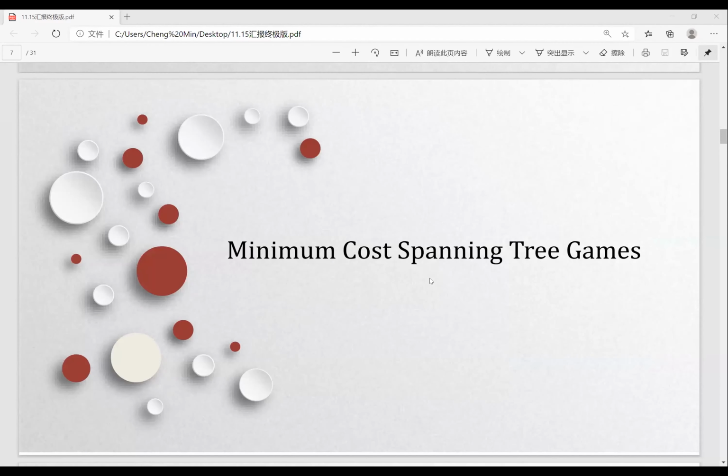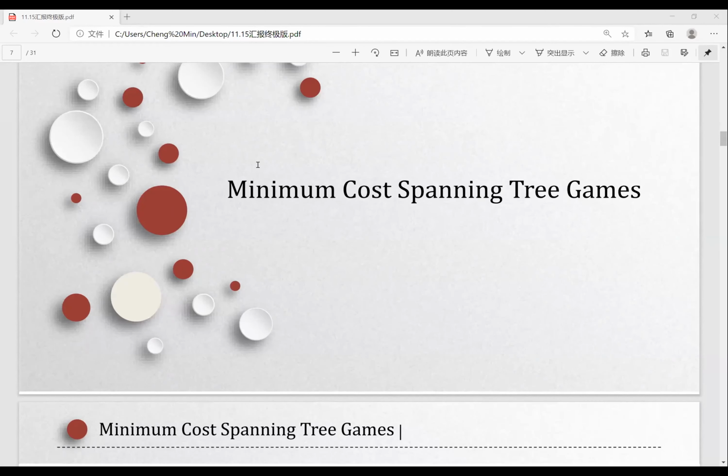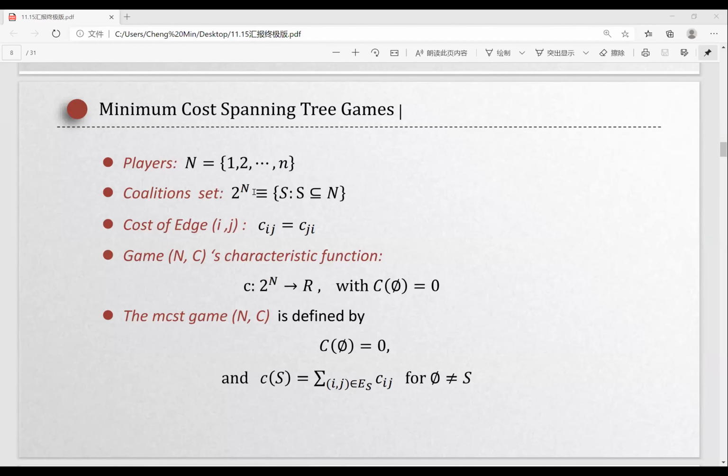In 1973, Claus and Kleitman proposed the concept of minimal cost spanning tree games. Given a set N of players whose power set 2^N is the set of coalitions, a function C with the empty set equal to 0 is the characteristic function of the game. The characteristic function of the minimal cost spanning tree game is defined by this.